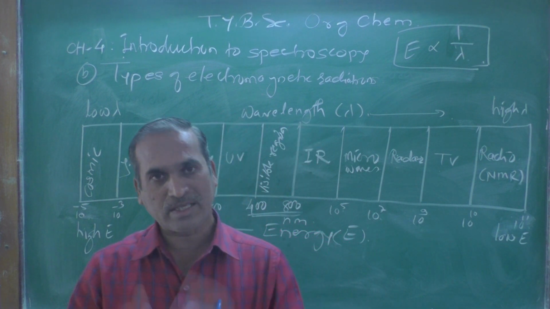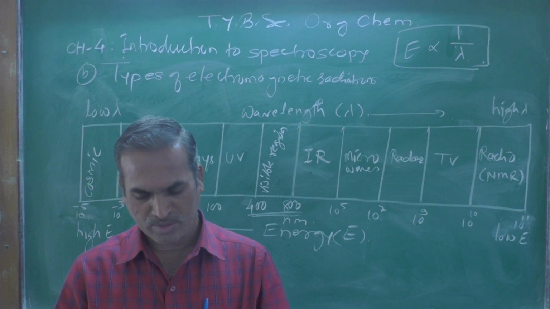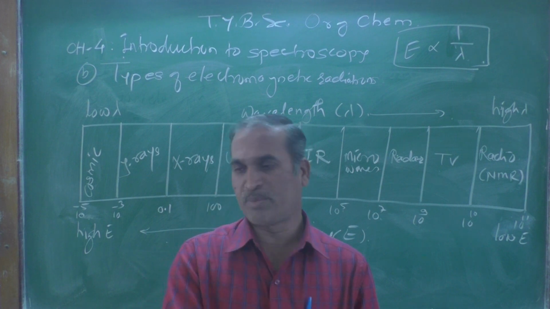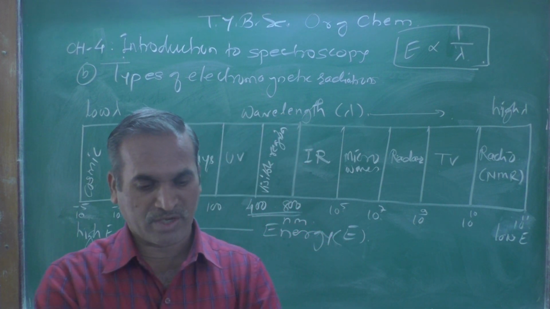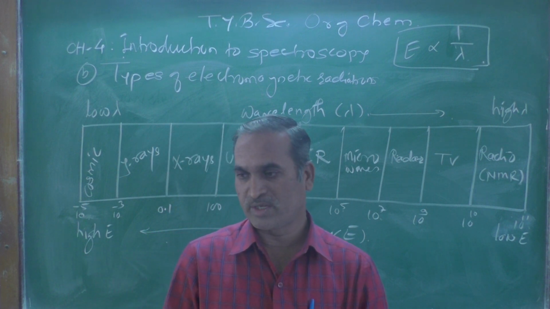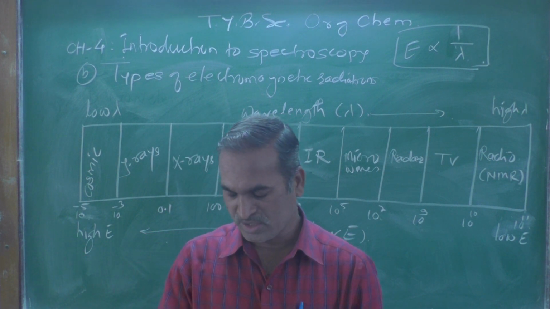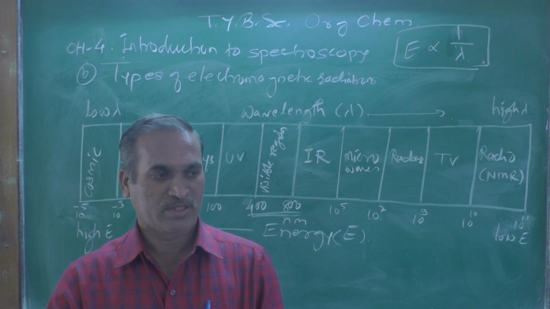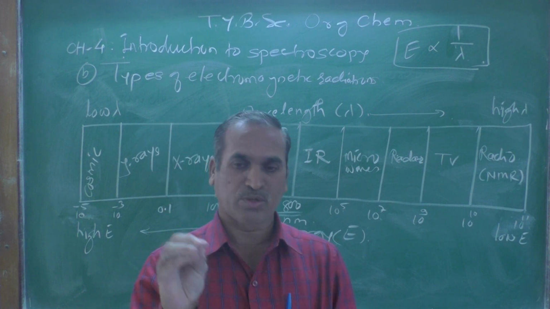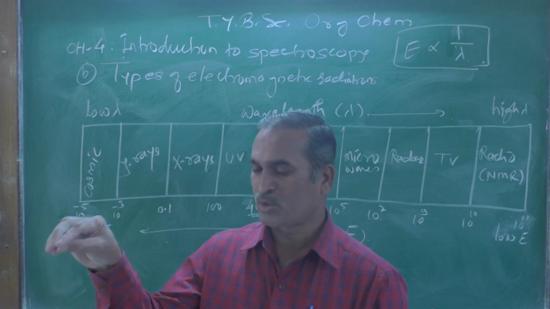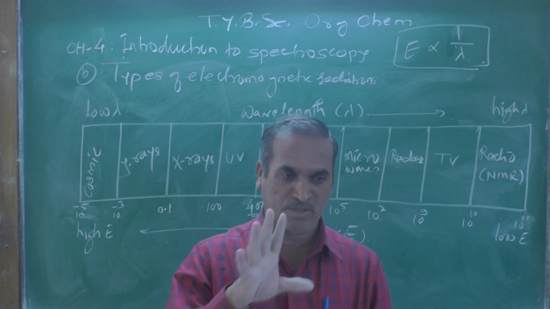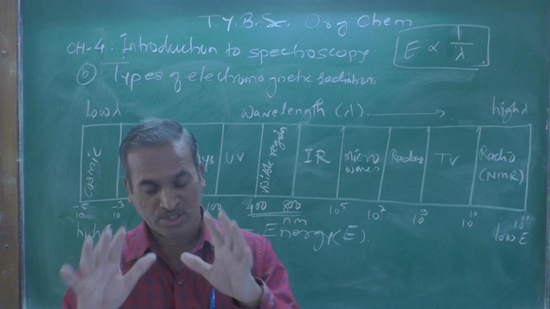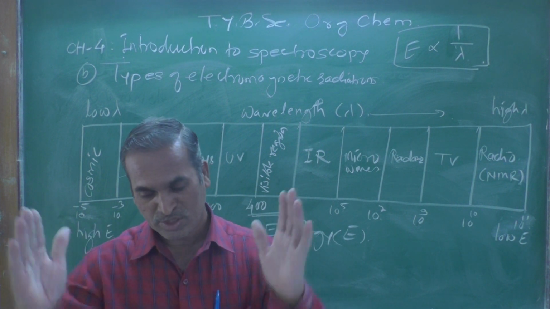In the next lecture we are going to discuss the interaction of radiation with matter, because at the beginning I already told you that by definition, the interaction of electromagnetic radiation with matter is known as spectroscopy. When electromagnetic radiation strikes the molecule, the responses given by the molecule are recorded in the form of a graph, and the study of this phenomenon is known as spectroscopy.